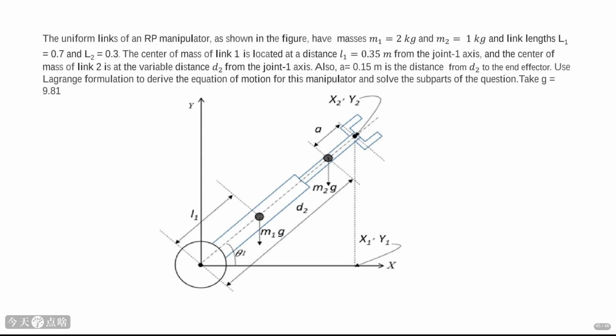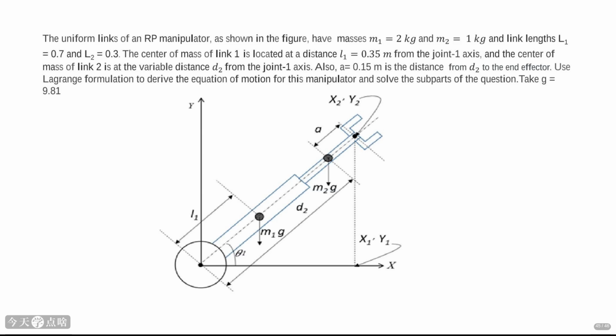Another problem. This time for an RP manipulator. Link 1 is rotary, link 2 is prismatic. We have masses m1 equals 2 kilograms, m2 equals 1 kilogram, lengths L1 equals 0.7 meters, L2 equals 0.3 meters. The center of mass of link 1 is at L1 equals 0.35 meters from the joint.